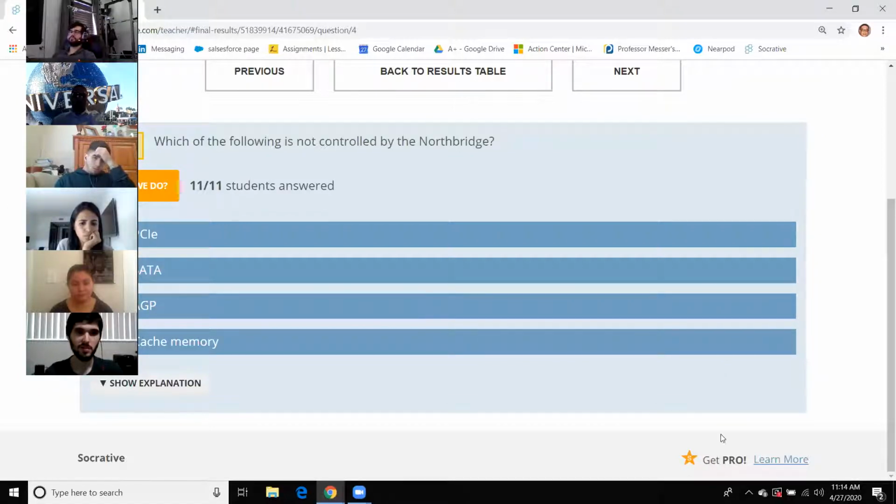Next one. Which of the following is not controlled by the North Bridge? B. B. SATA. That is correct. The SATA is the one that's on the South Bridge. PCIe is the newer video, AGP is the older, and we said cache memory is in the North Bridge. Correct.